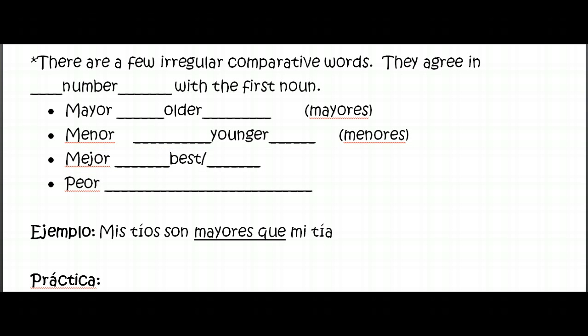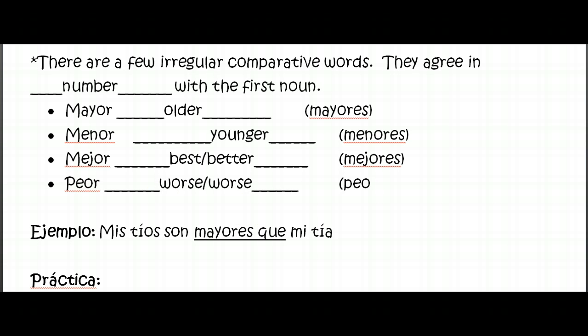Mejor means best or better. And with comparisons, it's used as better. When you change it to be plural, it's the word mejores. And then peor means worse or worst. In comparisons, it means worse. And its plural is peores. Okay, so for example, you might want to say, my brothers are older than I. Mis hermanos son mayores que yo.